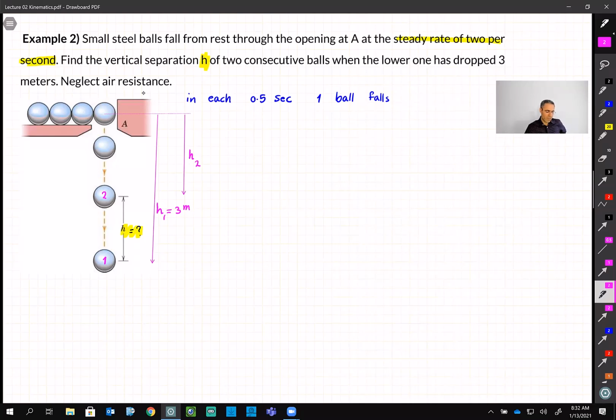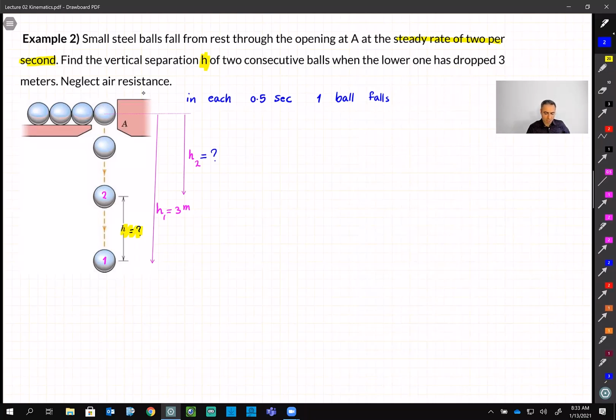A good part of successfully solving a problem is to understand the problem. The best thing to do in this course, and maybe any other course, is to draw a nice, clean diagram for yourself. When we get to the next part of the course, where we talk about rigid bodies, diagrams become very important. As I said here, H2, we don't know how much it is. H1, we know it is 3 meters, and we want to find H.